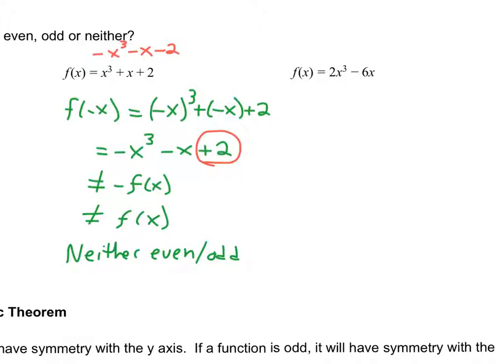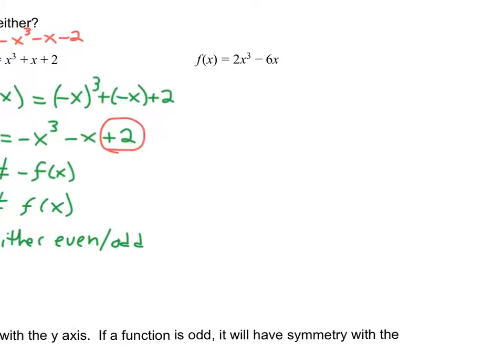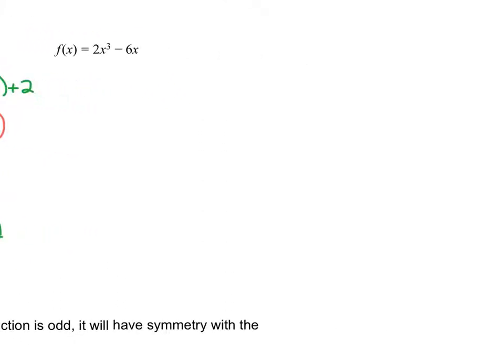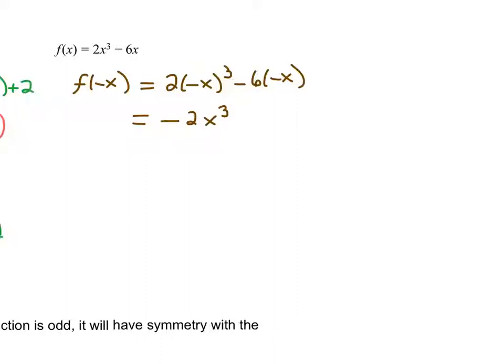So let's look at our last example. It says f of x equals 2x cubed minus 6x. Now, same idea. I will put in negative x for all the x's. So I have 2 times negative x cubed minus 6 times negative x. And the same idea, when you take negative x cubed, you're going to get negative x cubed outside the parentheses. So that's going to become negative 2x cubed. And then negative 6 times negative x is, of course, positive 6x, because 2 negatives are a positive.